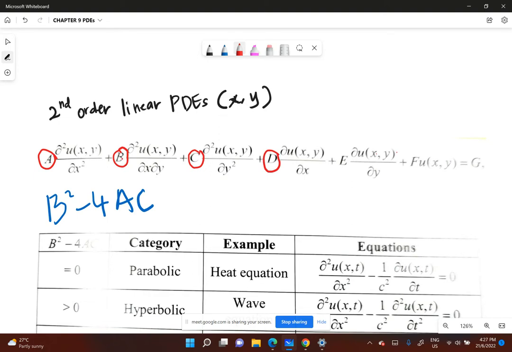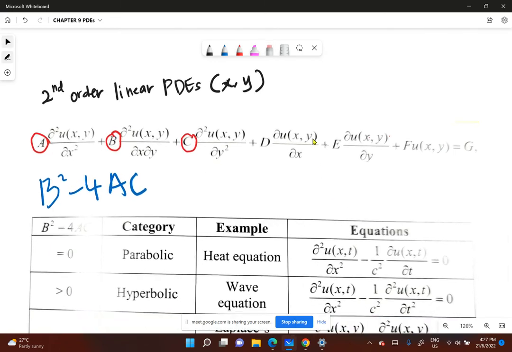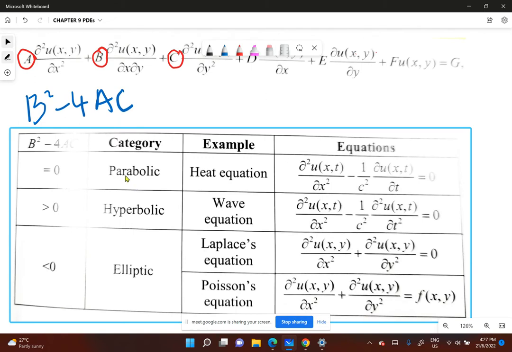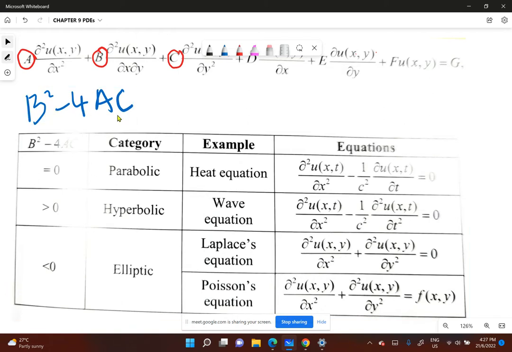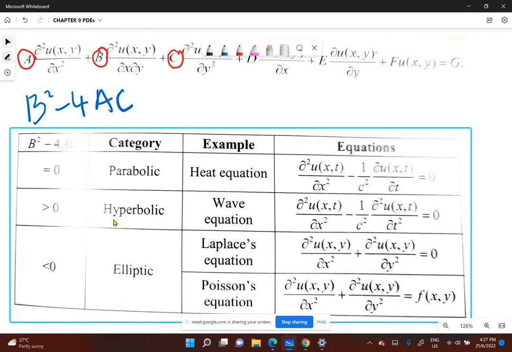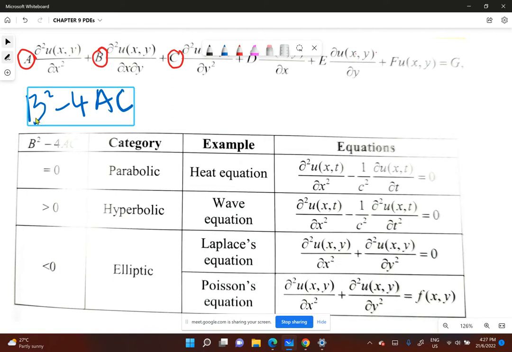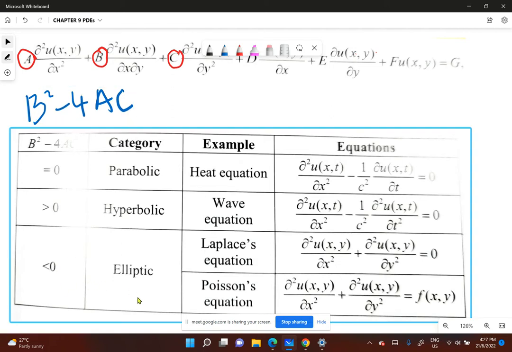Okay. So here, this is A, B, C, and this one, sorry, is D. So we substitute B square minus 4AC. If let's say we get 0, that means this is parabolic PDE. Okay. So the example of parabolic is heat equations. Okay. And then if let's say B square minus 4AC more than 0, that means this is hyperbolic. And then if let's say B square minus 4AC is less than 0, that is an elliptic PDE.